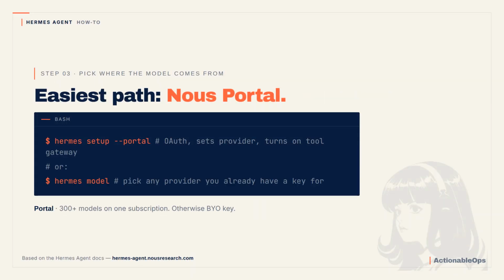Now pick where the model comes from. The easiest path: Hermes setup, Portal. One command, one login, 300+ models on one subscription. You skip wiring up separate accounts for web search, image, and voice tools too.